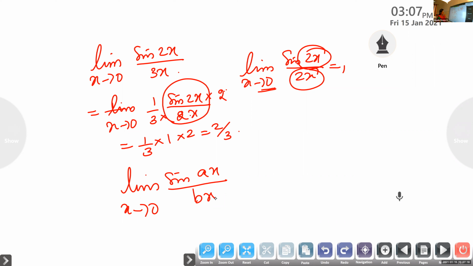What is the answer, children? Limit x tending to 0 of sin ax by bx.